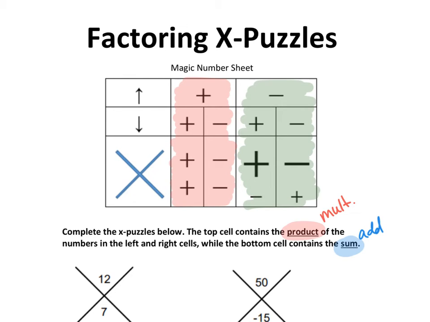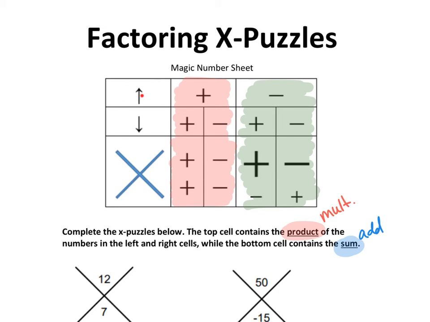Here's how you read this table. Follow along with me. The table describes the factors that you're going to use to solve your X puzzle. Some of you may not need this because you might have it in your brain, but if you need to use it, go for it. We're going to start with this arrow on top. What do you think the arrow on top is talking about? The top number in your X puzzle.